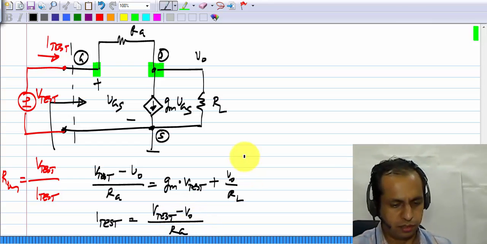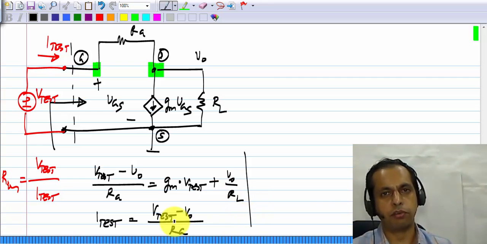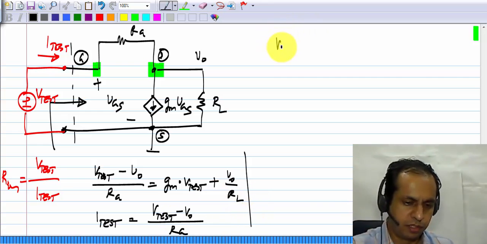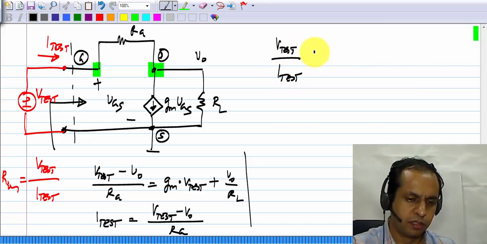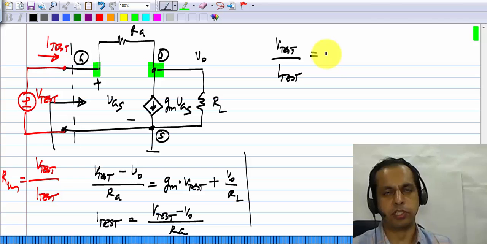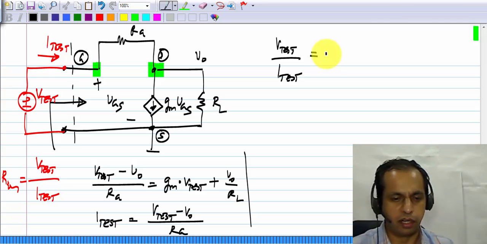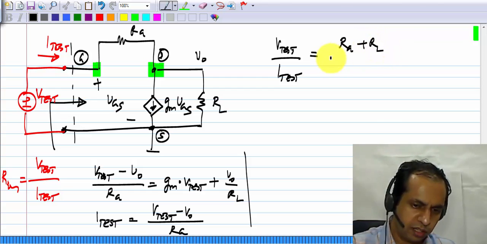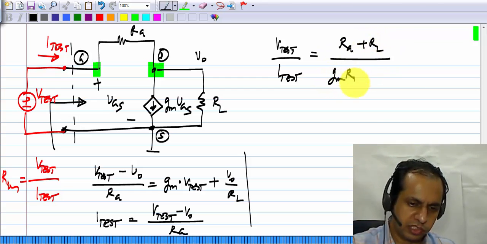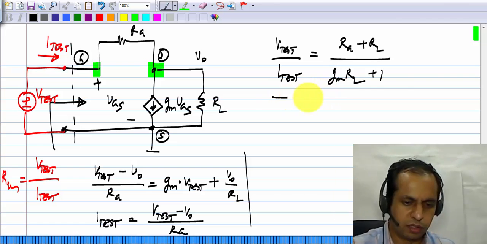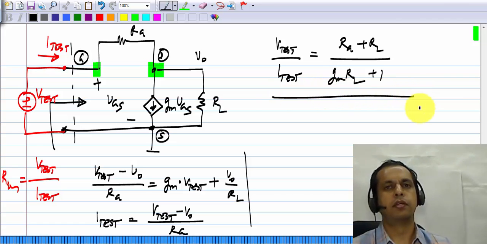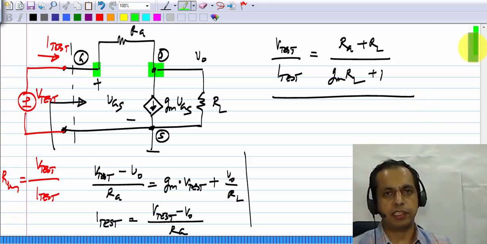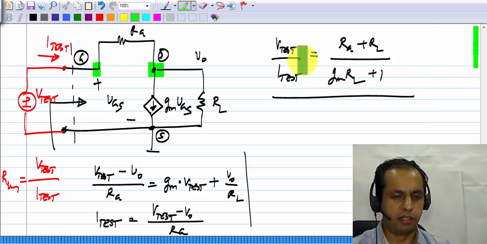And you can eliminate the variable VO from these equations and find Vtest by Itest. And hopefully you have tried this by yourself and you got it correctly. And the correct answer is (RG plus RL) divided by (gm RL plus 1). So that's it. You would have chosen some value of RG, and based on that you can find this Rn.